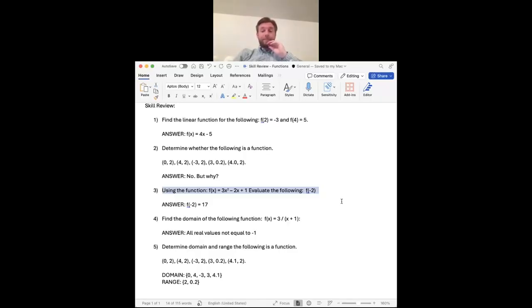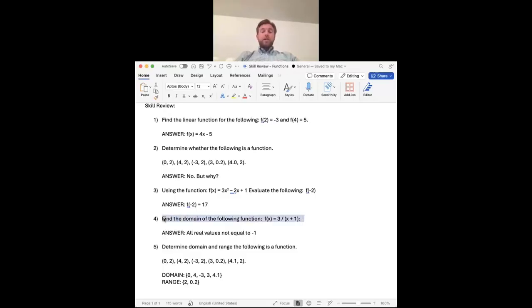Anybody? Everywhere you see an x, you replace it with negative 2. Yeah. So we see an x here, we see an x here, and so you will want to indeed plug in the negative 2 for x. So good. You should get 17 when you do that. Yes, you do.